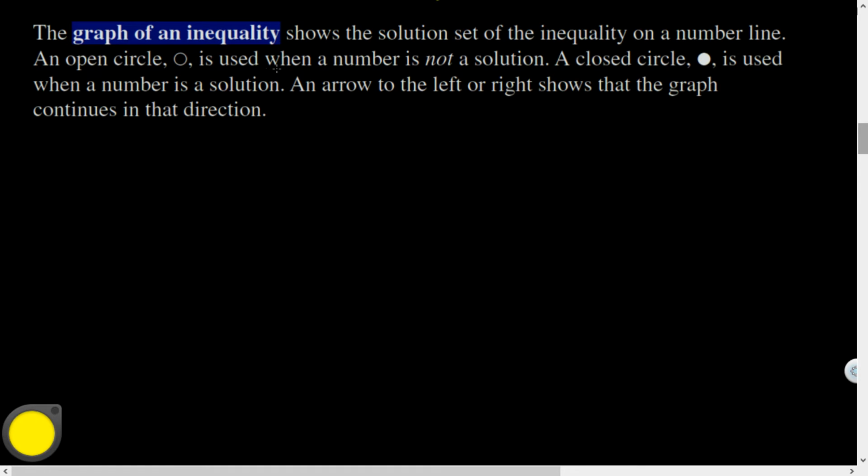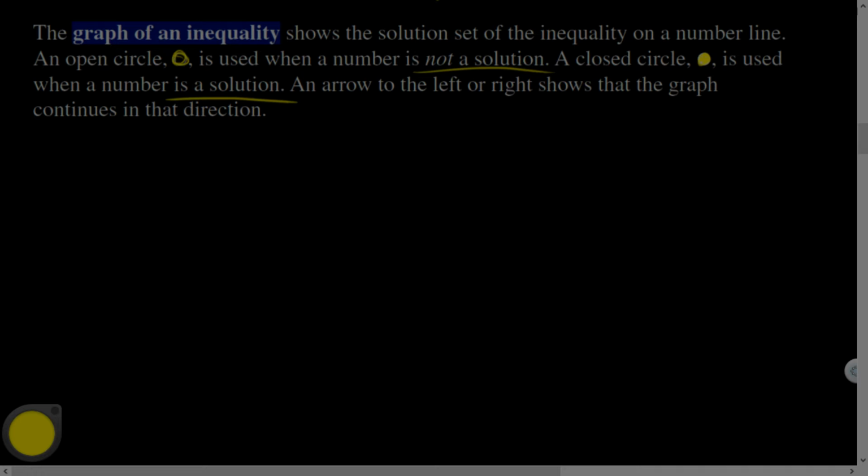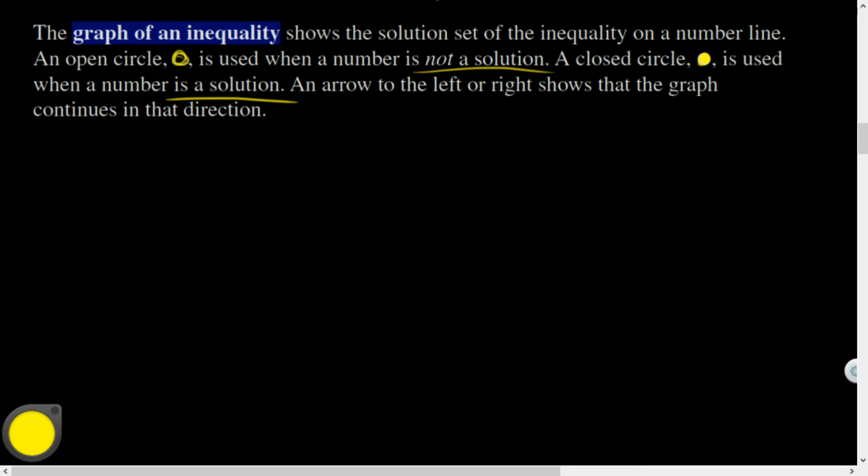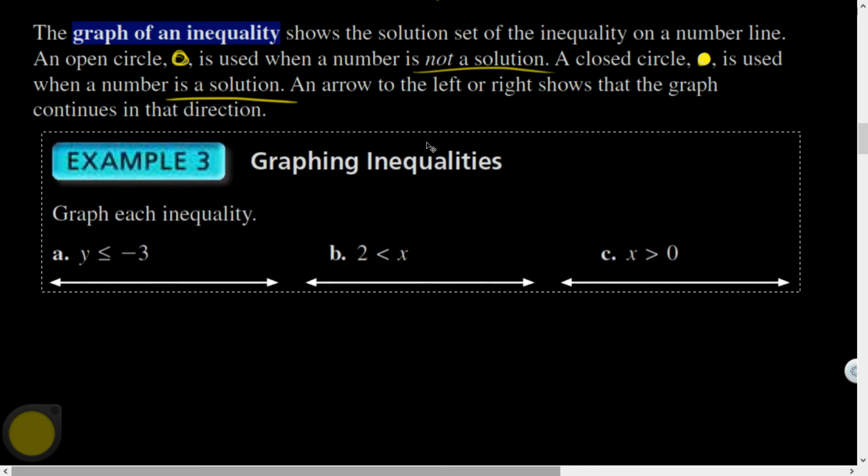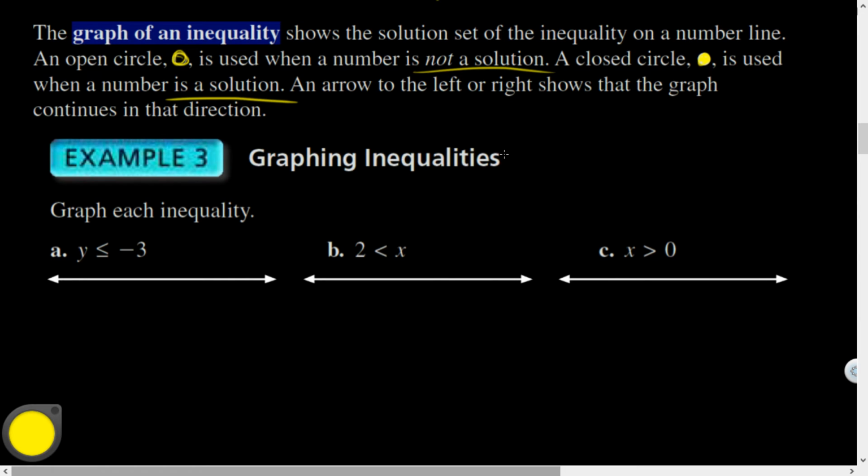So the graph of an inequality shows the solution set of an inequality on a number line. An open circle is used when a number is not a solution, and a closed circle is used when a number is a solution. And then we have arrows to the left or right and kind of shade in those directions. So you guys, you're welcome. I already gave you little number lines for example 3. Guys, I'm telling you, this is going to be a nice, easy peasy lemon squeezy section of notes.